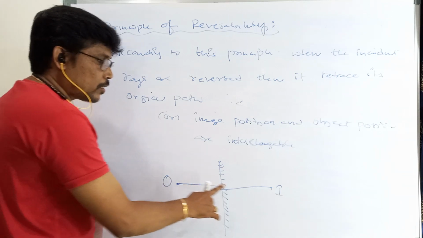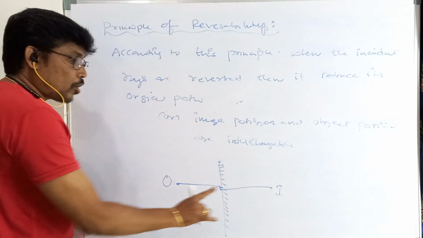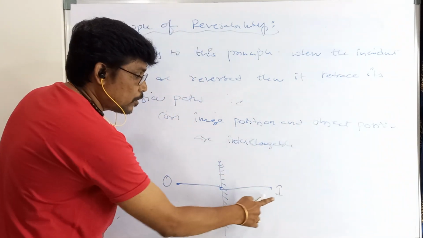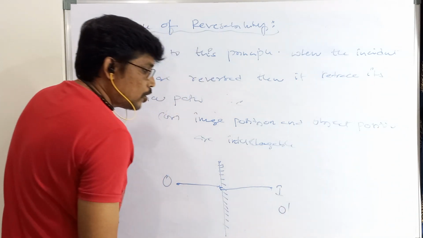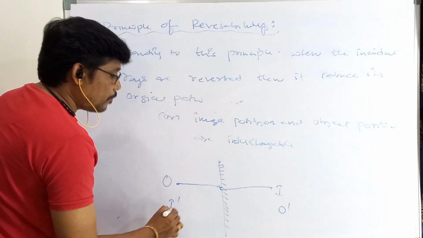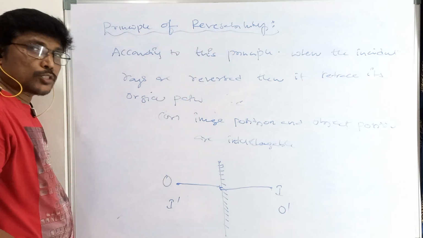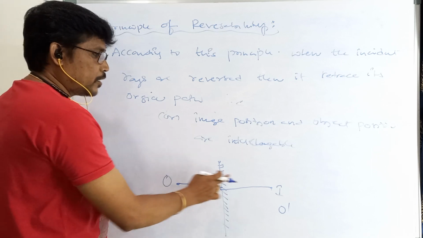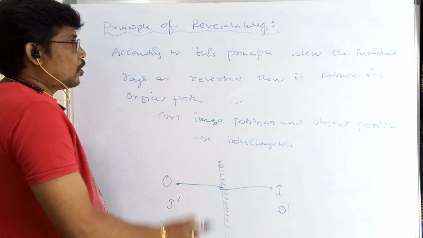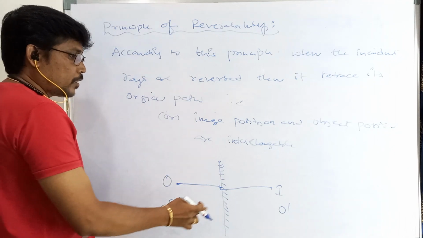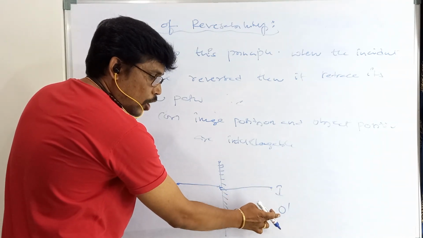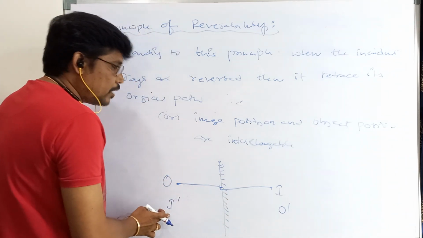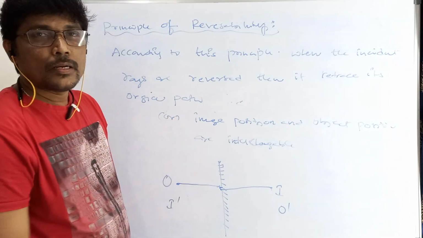Now for this object, here is an image. Now what I said, image position and object positions are interchangeable. This may now be considered as an object. Now for this object, here you get the image according to the principle of reversibility. So the first thing, this is the object, you get the image here. Now according to the principle of reversibility, this image will act as an object. For this object you get an image.